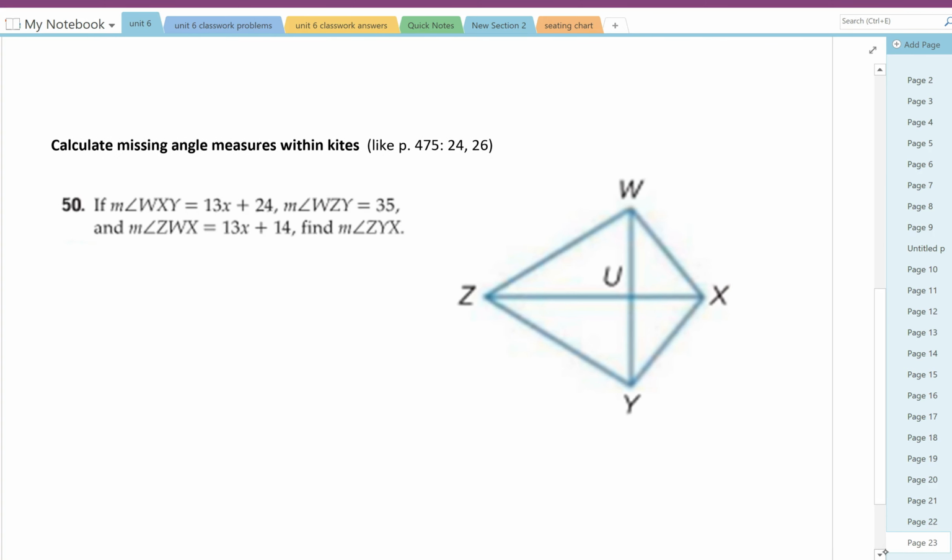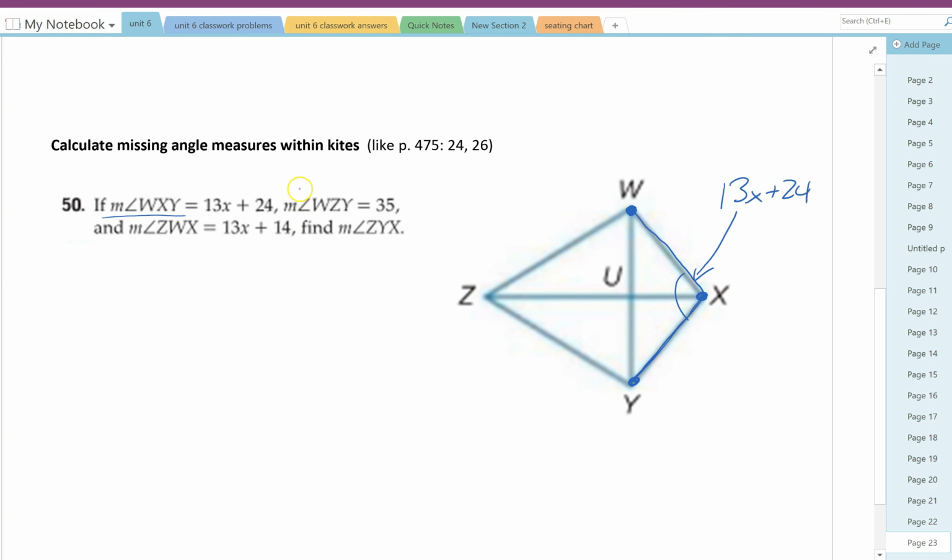Last one, angles now, rather than line segments or sides. It says the measure of WXY. So I like to identify my angles as soon as I see them. WXY. So what angle is it talking about? It's talking about the angle made by these 3 points. So it's talking about this right here. This angle is 13x plus 24.